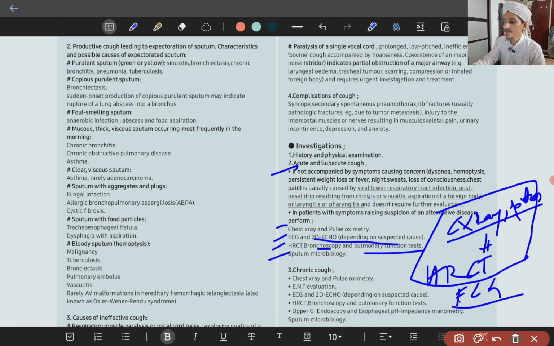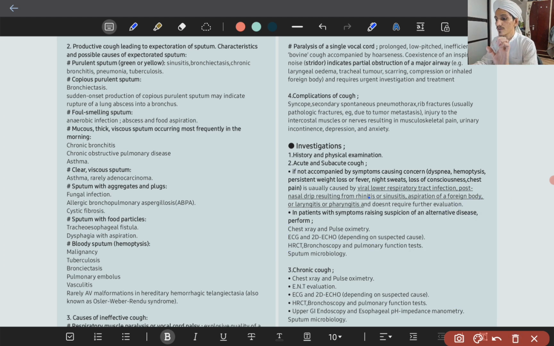Okay, in case of acute and subacute cough, remember to rule out those four concerning causes before saying it is due to upper respiratory tract infection. The next is chronic cough.